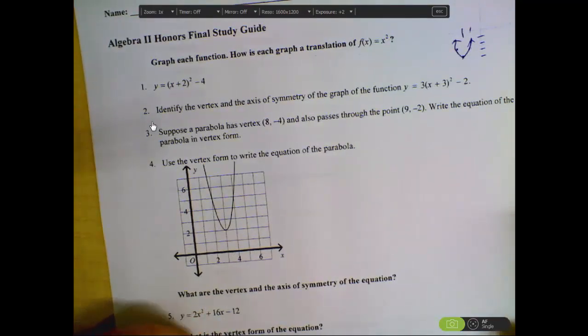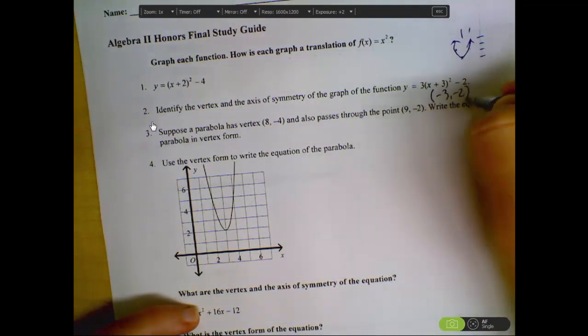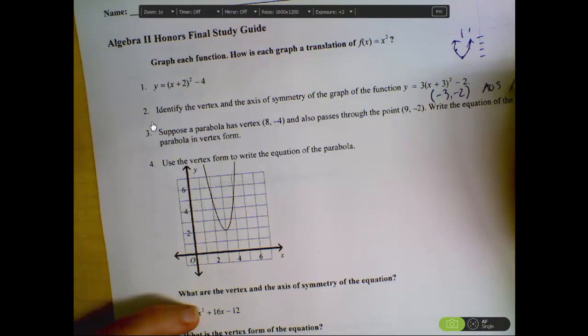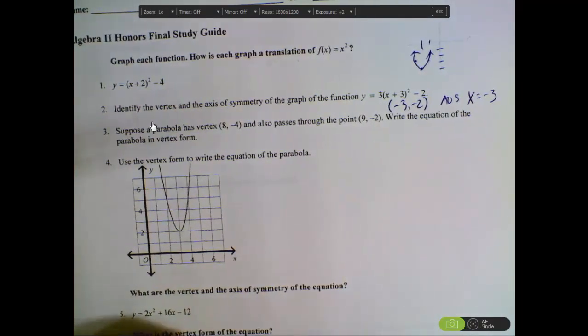Identify the vertex and axis of symmetry of the function. So the vertex is (-3, -2), and the axis of symmetry is x equals -3. If you forget the x equals, it's wrong.